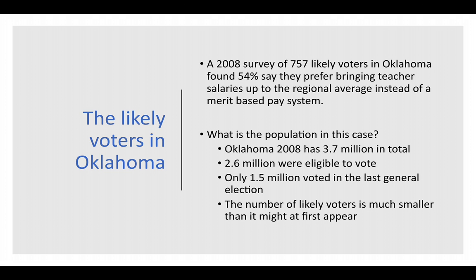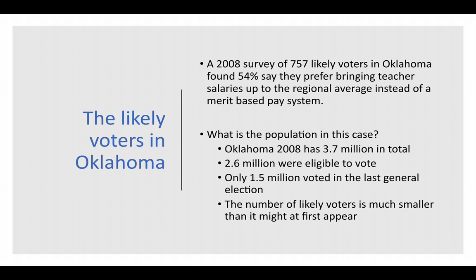Now, the population in this case, we would say the likely voters. Now, likely is very vague. So that's why sometimes the population is very hard for you to identify. In 2008, Oklahoma had 3.7 million people in total, and within all of these, 2.4 million were eligible to vote. But remember, we are talking about likely voters. Not all the people who are eligible to vote are going to vote.